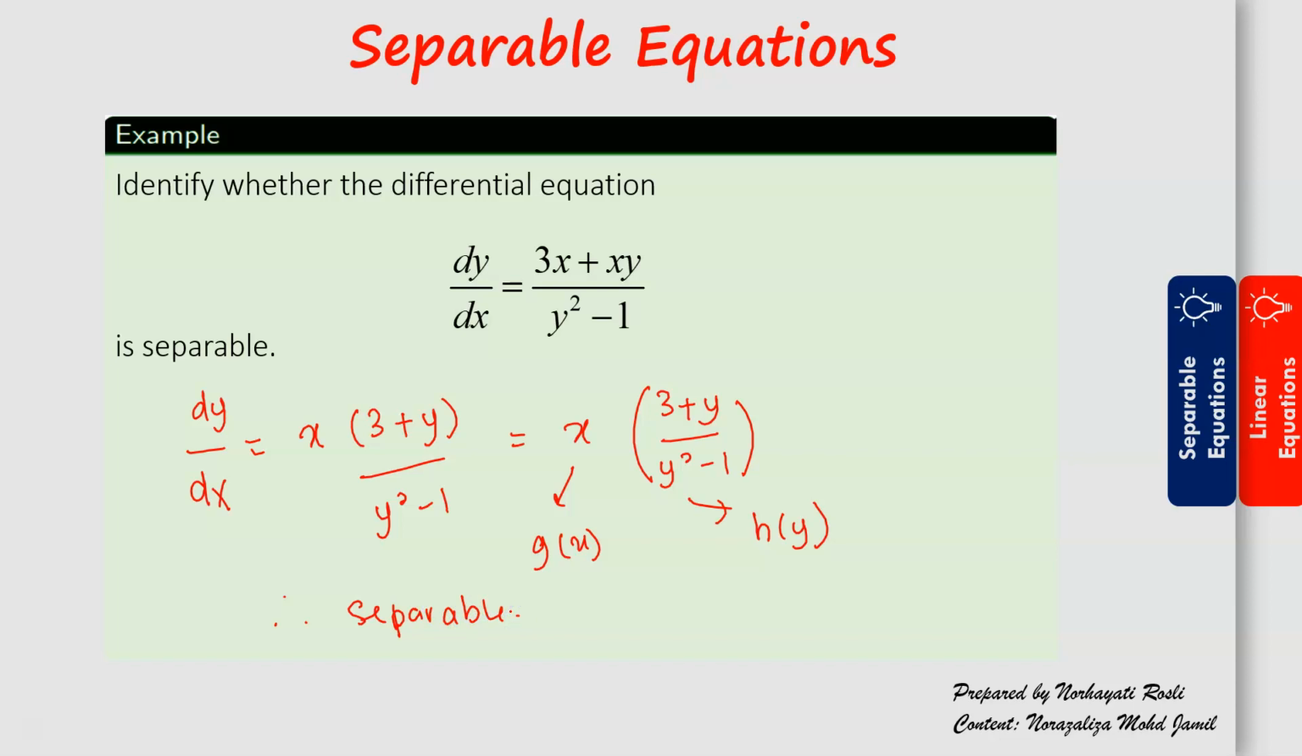So this class is about how you can identify whether a differential equation is separable or not. If the differential equation is separable, it means we can use the method that you will learn later to solve this kind of differential equation.